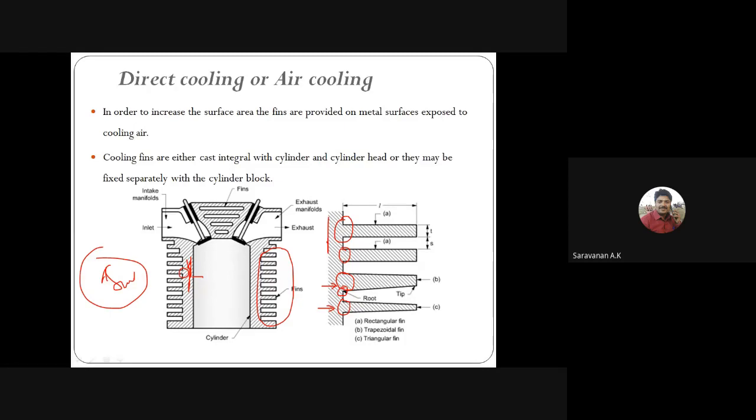Why? Because there the temperature difference is minimum compared to the root area. From the surrounding to the root area there is a high temperature difference, but between the tip and the surrounding the temperature difference will be the least. So the heat transfer capacity is minimum at the tip of the fin.